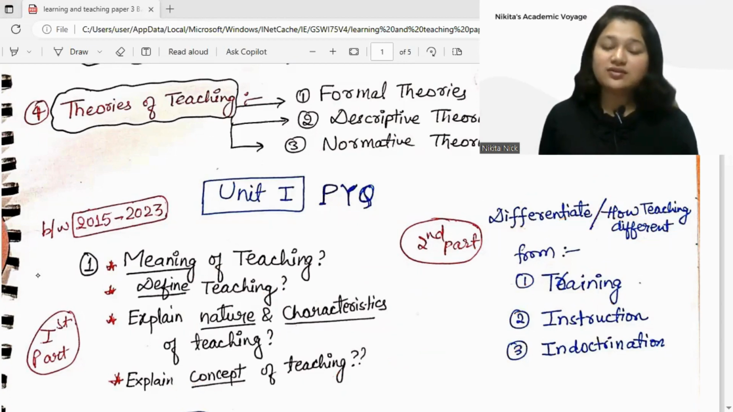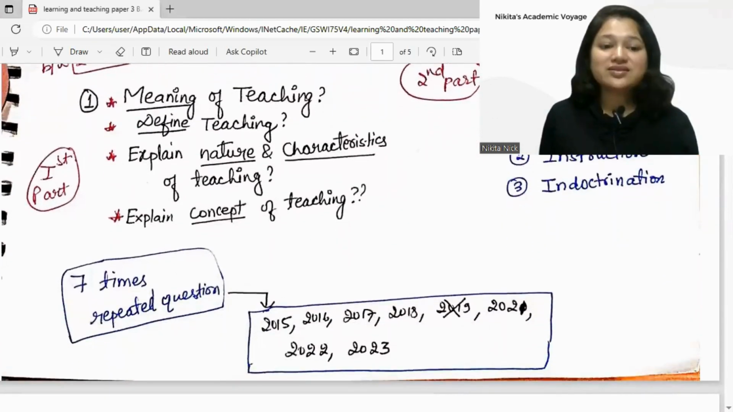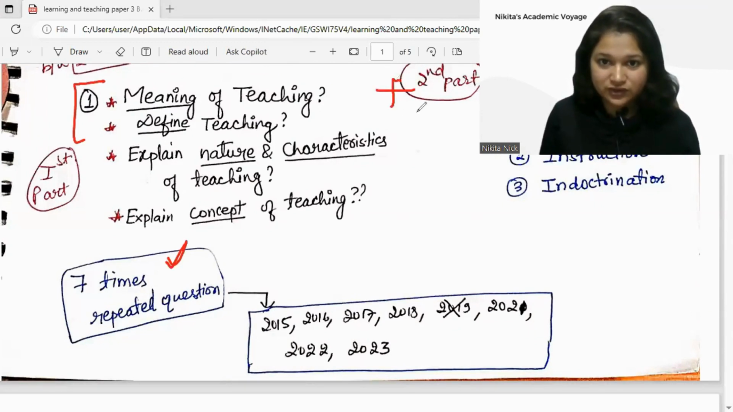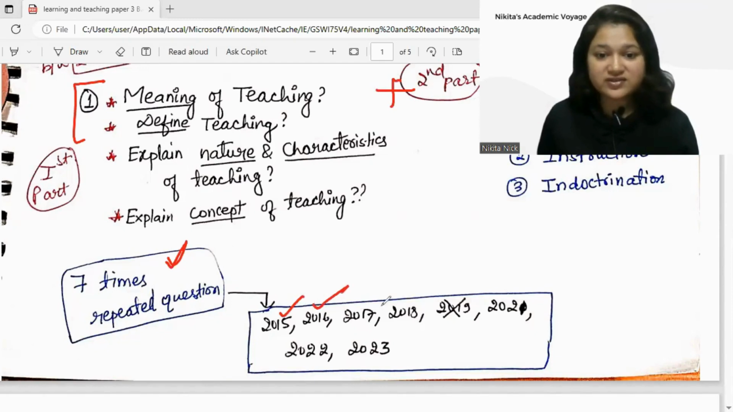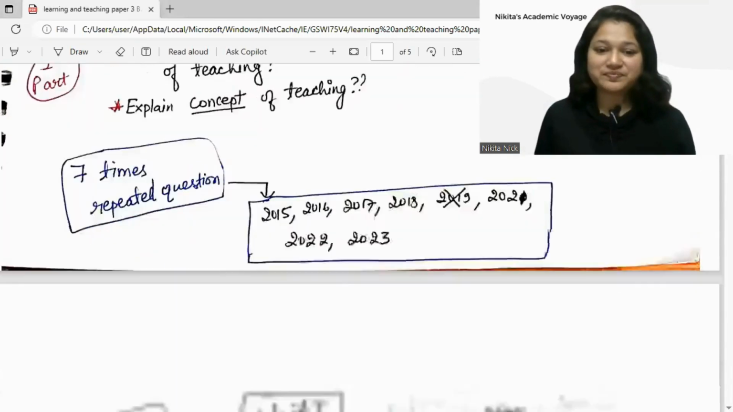Mark my word, this particular topic is really very important. Why? Because this question is repeated 7 times: 2015, 2016, 2017, 18, except 2019, and in 2021, 22, 23 also. So 7 times this question has been repeated, and you can now guess that it is a really very important question.